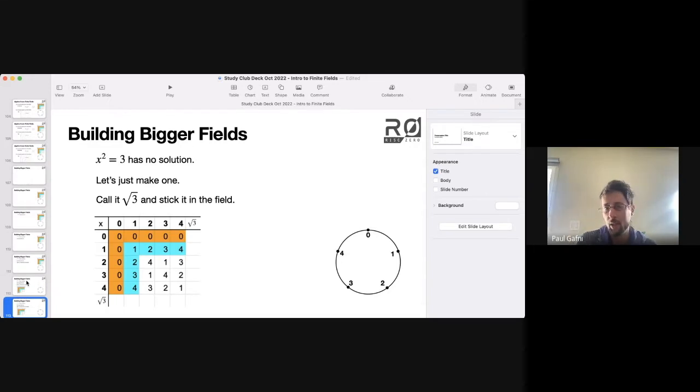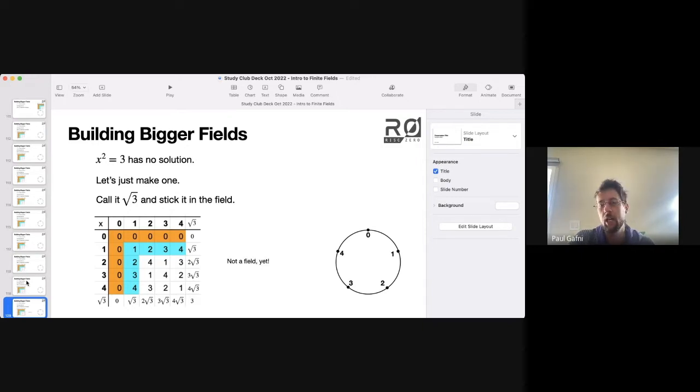What do I mean by that? We have our multiplication table. Let's just throw an extra element in. And we can start trying to fill out our multiplication table. Of course, root 3 times root 3 is 3. Root 3 times 0 is 0. I can fill in these numbers, I guess. And I might hope that I've now built a field extension.